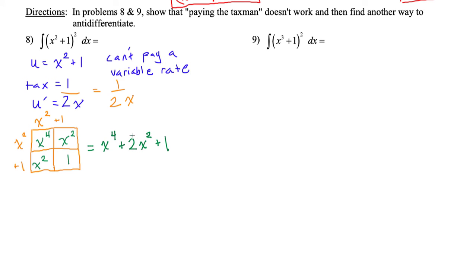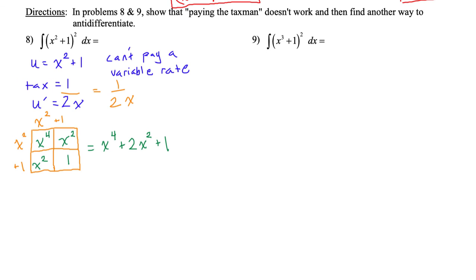The shortcut again would have been to square the first, and that gets here, double the product. The product of x squared and 1 is just x squared, so double that product and you get 2x squared, and then square the last. Square 1, and it's 1. So square the first, double the product, square the last. That is our shortcut. Now that we have rewritten this, we take the integral.